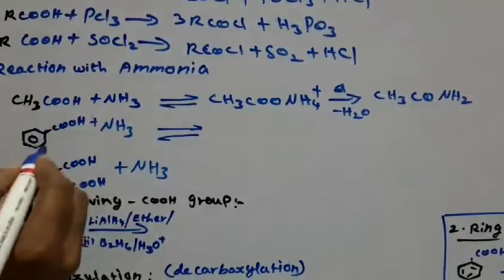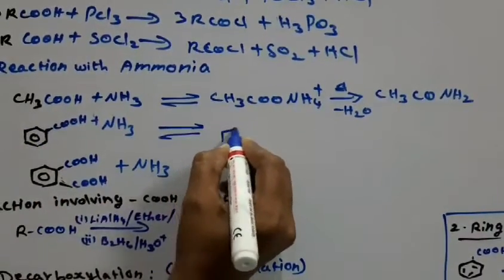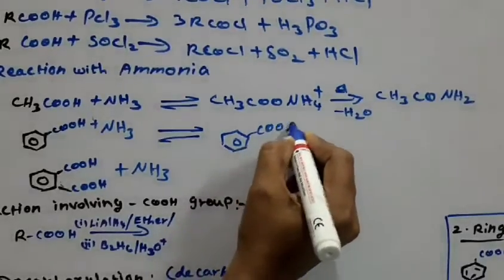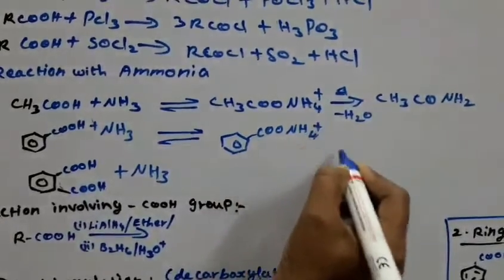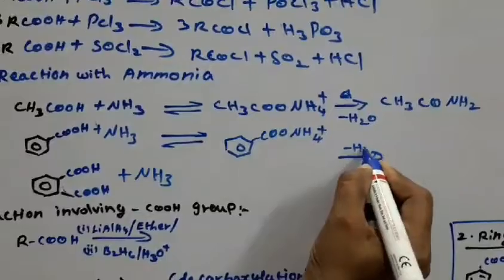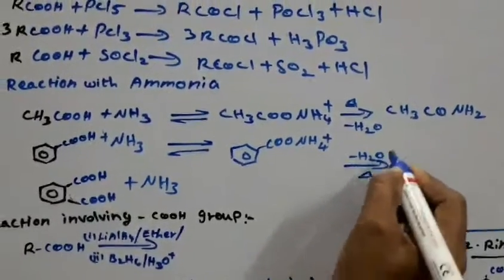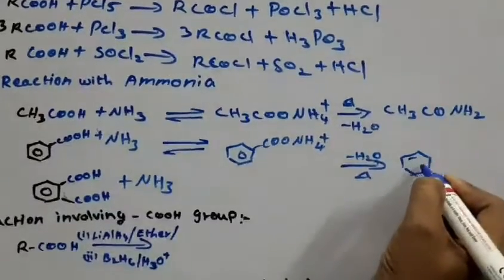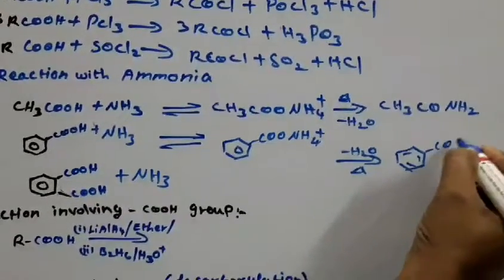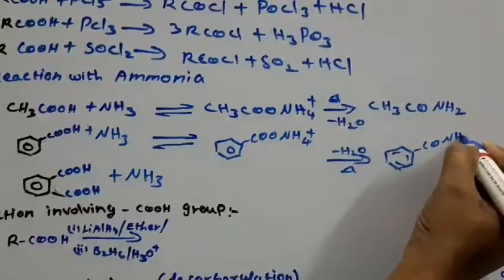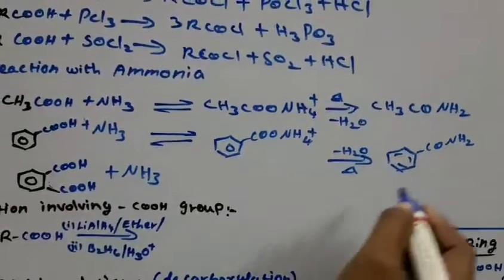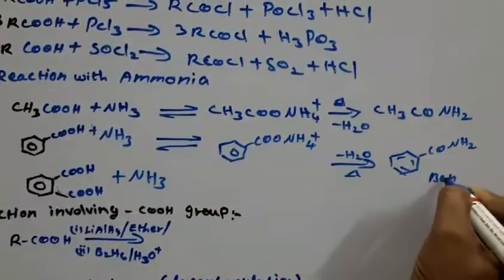And the same thing here: first of all it produces C6H5COO NH4 plus. After removing a water molecule by heating, it produces benzamide, C6H5CONH2, or else C double bond O NH2, benzamide. So this is benzamide.